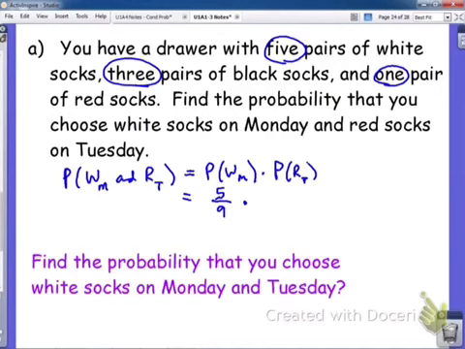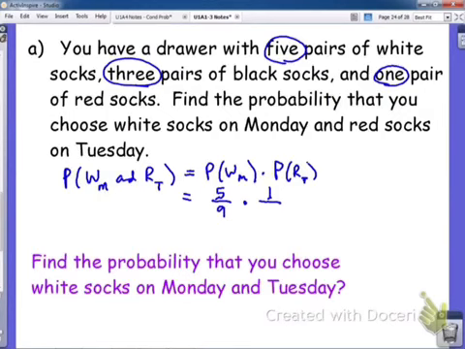Let me hear from Josh Wallace. Sorry, Josh. Yeah, the probability of selecting a red sock on Tuesday. There's 1 red sock, and you said over 9? Let me ask you this, Josh. When you wear your socks on Monday, when you get home, what do you do with them? You put them in the laundry.